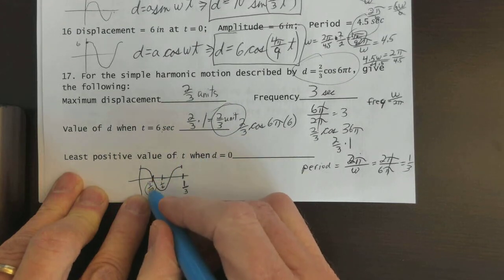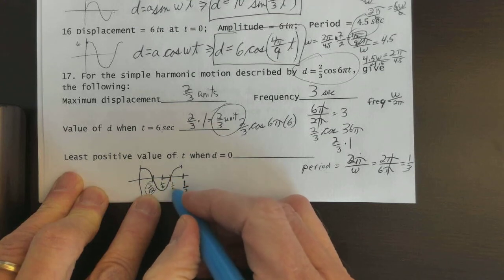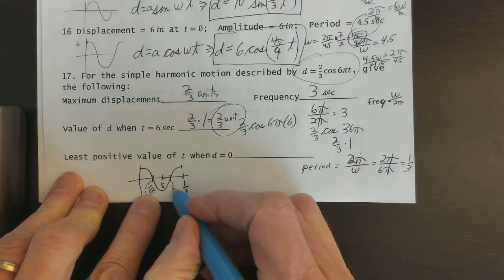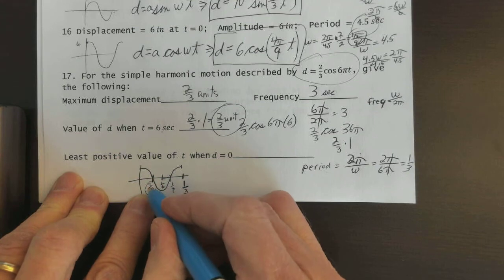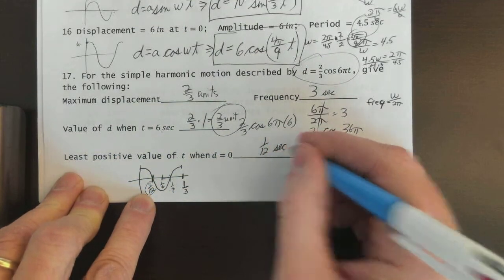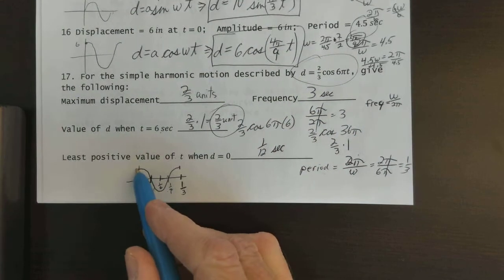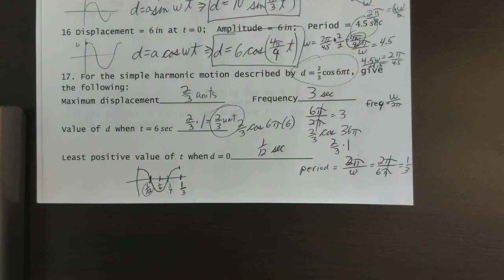1/12 would be the smallest value. Now this is 1/12, 2/12, 3/12. This is 1/4, which would be another one, but the least is 1/12, which is smaller than 1/4. So this is 1/12 of a second. That's how long the first time to get to equilibrium from the start is: 1/12 of a second.